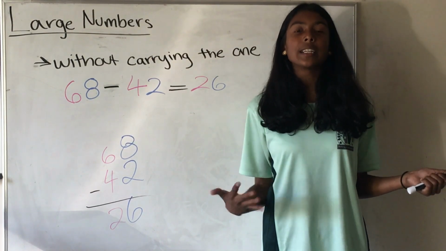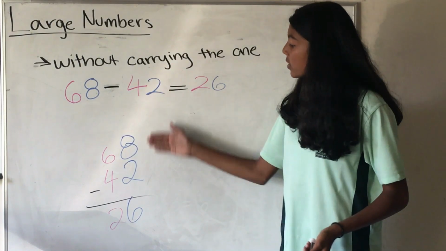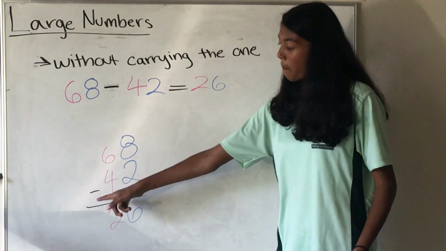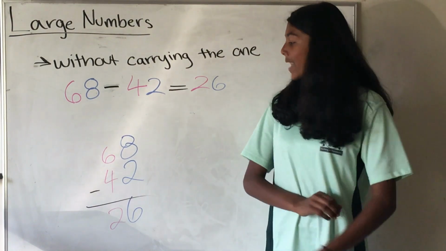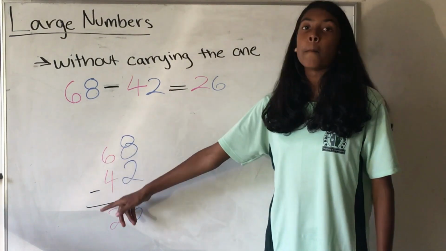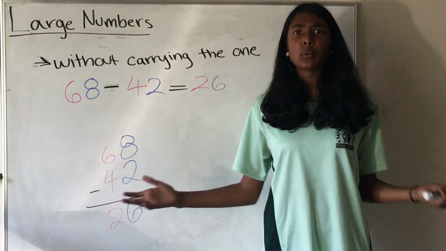So again, like we did in addition, we're going to subtract instead of add the 1s first. 8 minus 2 is 6. And now for the 10s. 6 minus 4 is equal to 2. So that's our answer, 26.